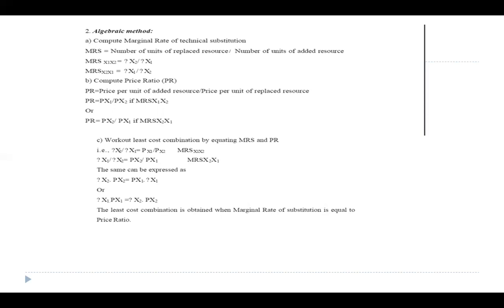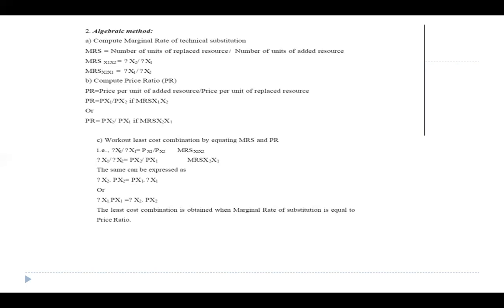What is the formula for the price ratio of X1 and X2 input? Px1, the price per unit of the added resource, upon Px2, the price per unit of the replaced resource. Now, this is called the MRS price ratio, and with the help of this MRS and price ratio, work out the least cost combination by equating MRS with PR.